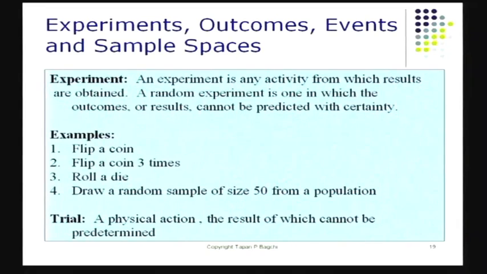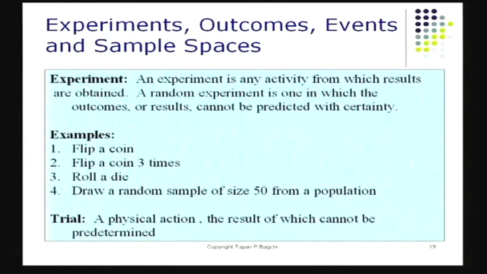So there are two types of events, and these determine whether we are going to add the probabilities or multiply them. What is an experiment? An experiment is something that produces an outcome. For example, flipping a coin is an experiment. Flipping a coin 3 times is also an experiment. Any experiment will produce an outcome.